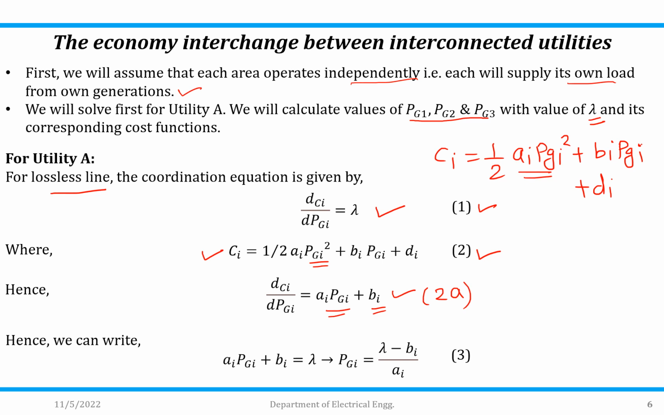So we will equate these. Left hand side is the same. What we will get is Ai PGi plus Bi equal to lambda. From this we will derive a formula for PGi. Mark this as important. PGi will be equal to lambda minus Bi upon Ai, where i equal to 1, 2, 3. When we put 1, we will get PG1. When we put 2, we will get PG2. When we put 3, we will get PG3. This is your equation number 3.